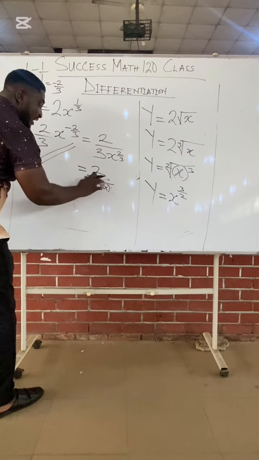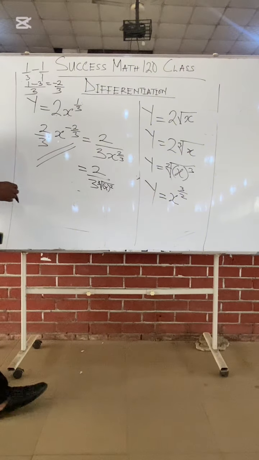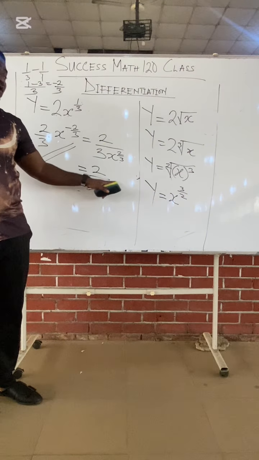Oh, no, 2 over 3. Class, 2 over 3 is the cube root of x raised to power 2. The numerator is the power. The denominator is the root.